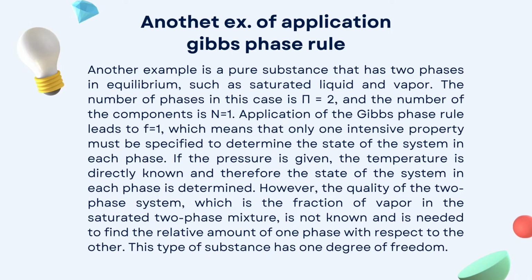Another example for application of the Gibbs phase rule is a pure substance that has 2 phases in equilibrium, such as saturated liquid and vapor. The number of phases in this case is P equals 2, and the number of components is N equals 1. Application of the Gibbs phase rule leads to F equals 1, which means that only one intensive property must be specified to determine the state of the system in each phase. If the pressure is given, the temperature is directly known, and therefore the state of the system in each phase is determined. However, the quality of the two-phase system, which is the fraction of vapor in the saturated two-phase mixture, is not known and is needed to find the relative amount of one phase with respect to the other. This type of substance has 1 degree of freedom.